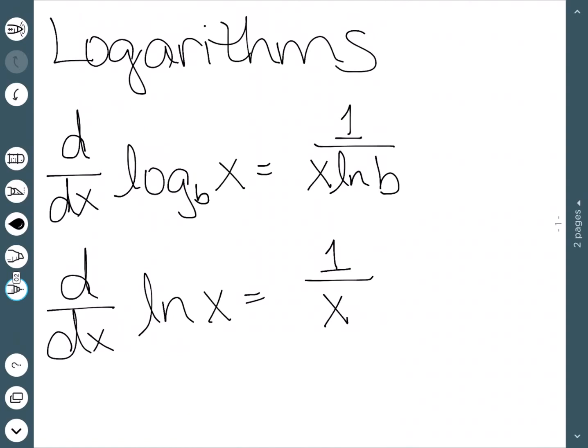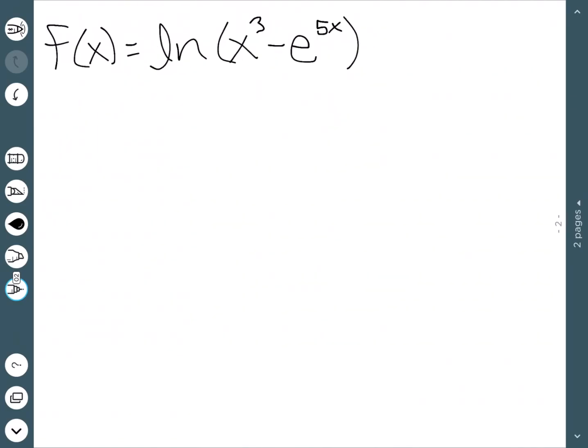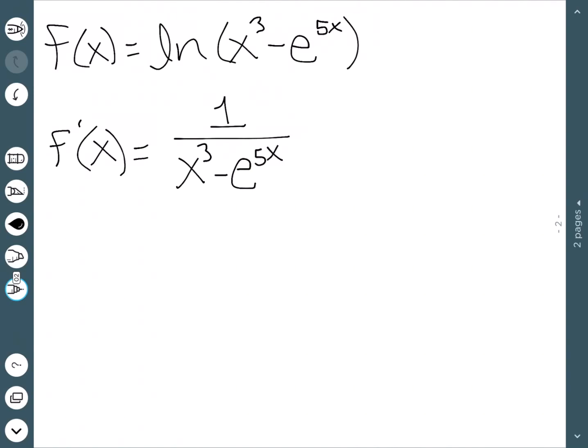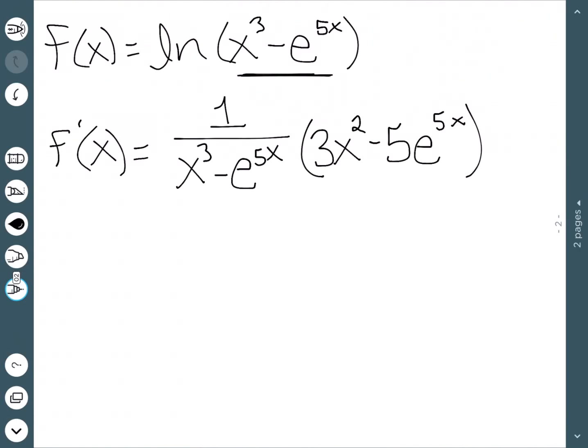Now let's do some examples of using this with harder functions. Here I have ln of x cubed minus e to the 5x. So our derivative, the derivative of ln just says 1 over x. So in this case, 1 over x cubed minus e to the 5x. And then we need to multiply by the derivative of the inside to use the chain rule. The derivative of x cubed is 3x squared, and the derivative of e to the 5x is minus 5e to the 5x. So there's my new derivative.